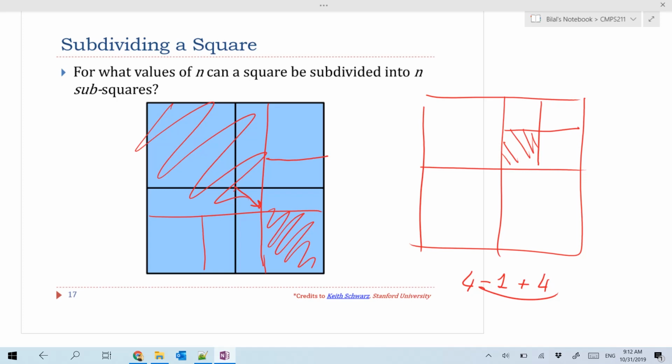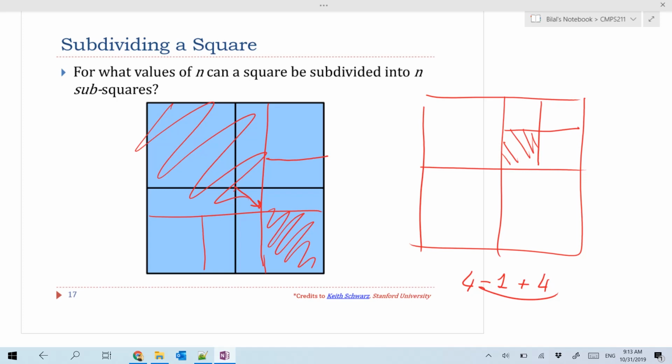For 5, it's impossible because of this dragging of the center. Once you create a rectangle on this side, you will create a rectangle on the other side, and then you are adding 2 squares at once. So you are subtracting 1, subtracting 1, and then adding 4, so as if you were adding 2. So you jump from 4 to 6. You cannot create 5 squares.